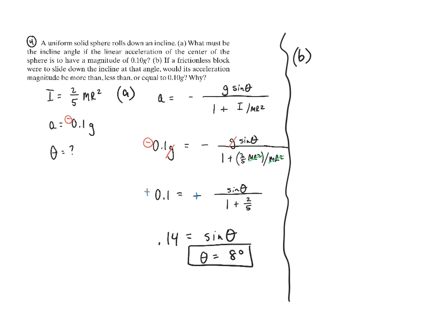The second part, let's use logic to answer the second part. If a frictionless block were to slide down the incline at that same angle, so the same exact scenario, but now a frictionless block, would the acceleration's magnitude be more, less than, or equal to the one that we just had, and why?